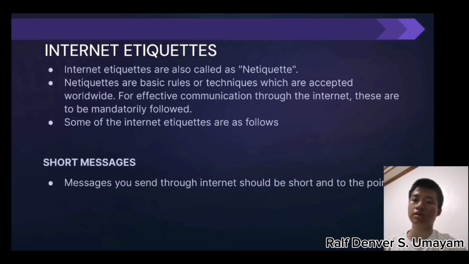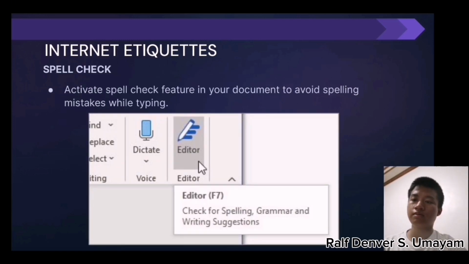Internet etiquettes. Internet etiquette is also called netiquette. Netiquettes are basic rules and techniques which are accepted worldwide for effective communication through the internet. These are to be mandatorily followed. Some of the internet etiquettes are as follows. Short messages: messages you send through the internet should be short and to the point. Spell check: activate the spell check feature in your document to avoid spelling mistakes while typing.